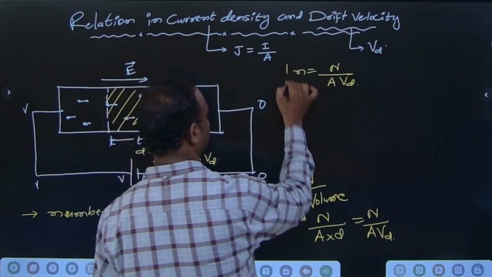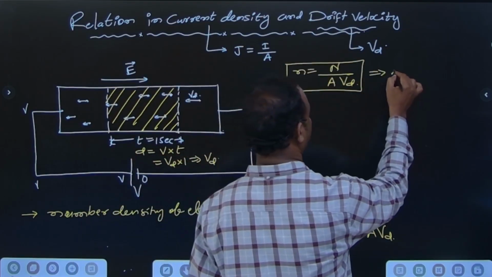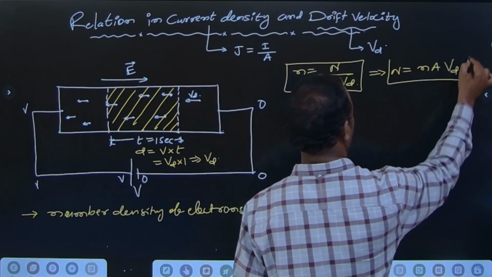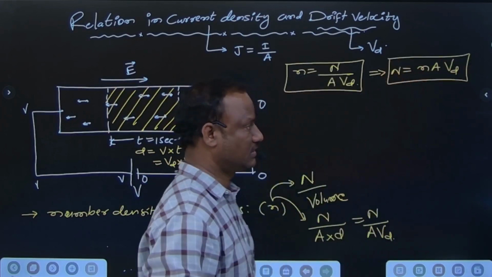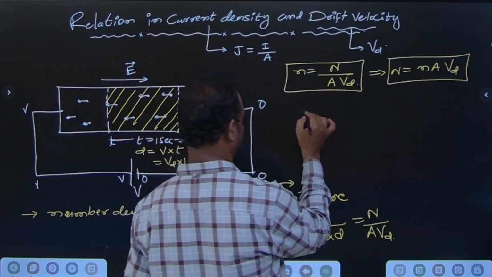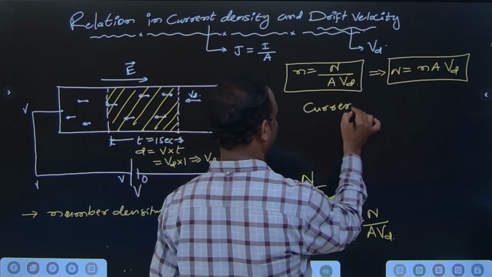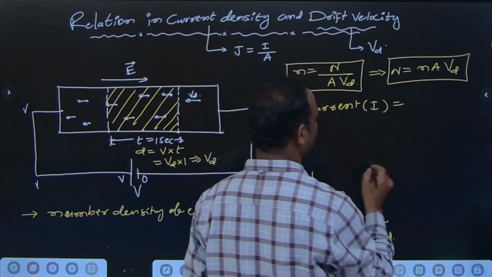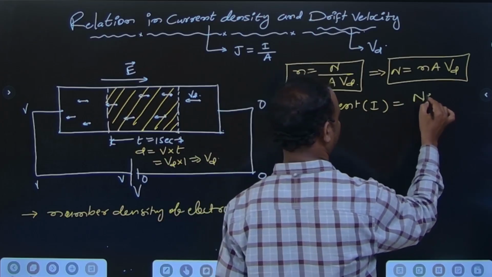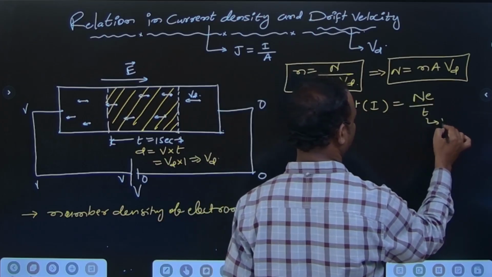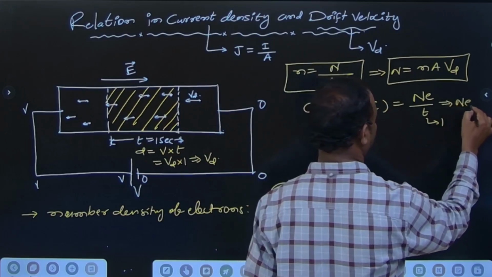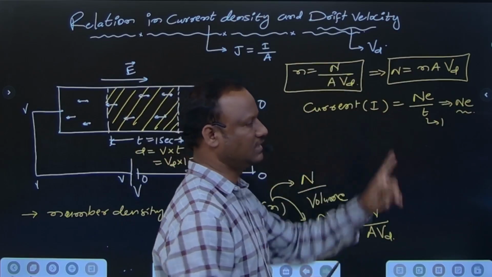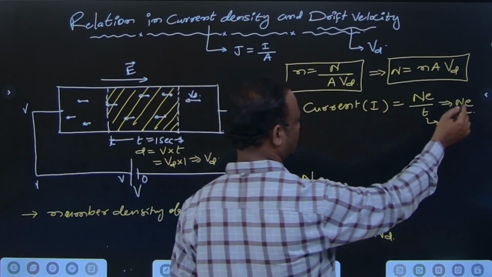So N is equal to small n A Vd, which is the total number of electrons. Now I want to find the current. Current I is equal to N into e by t, and t is 1 second, so the answer is Ne. N is the total number of electrons, and e is the charge of an electron.